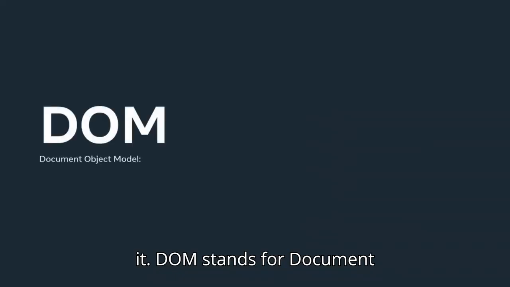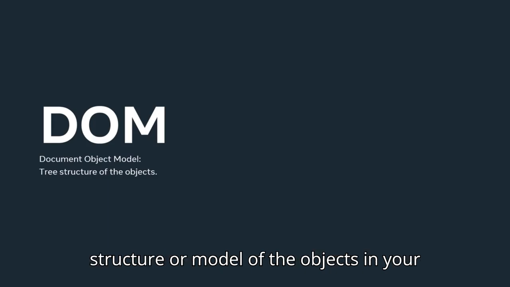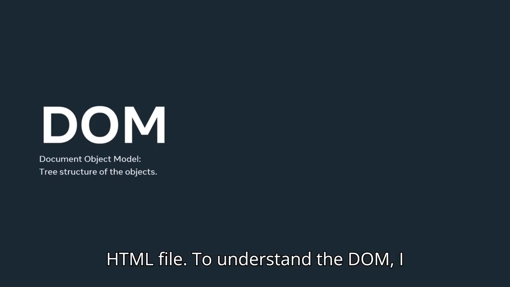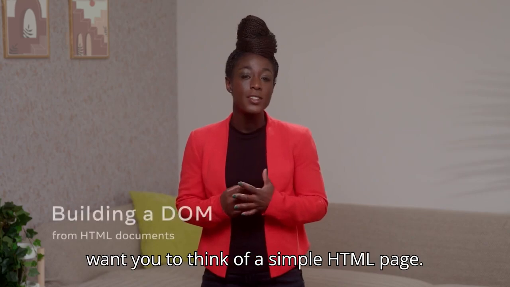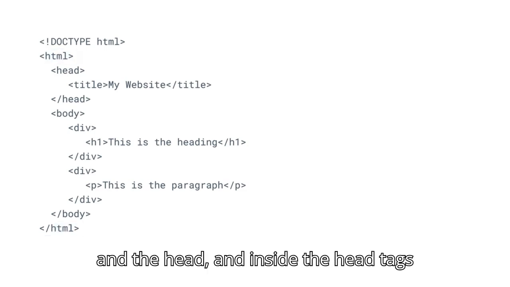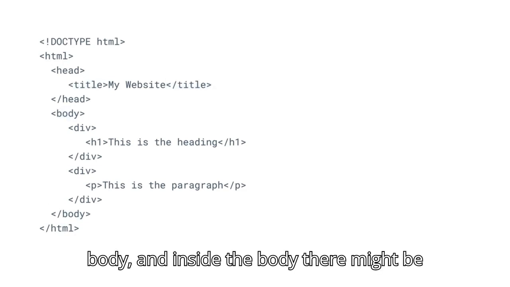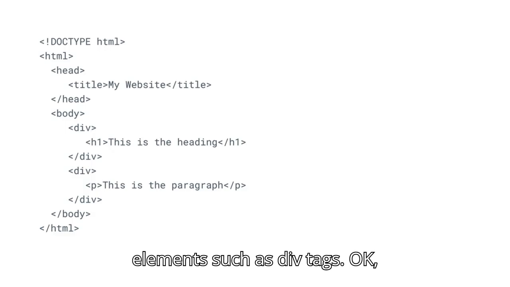DOM stands for Document Object Model, and it is simply a tree structure or model of the objects in your HTML file. To understand the DOM, I want you to think of a simple HTML page. Remember that an HTML document has opening and closing tags for the document and the head, and inside the head tags you have title tags. Then you have the body, and inside the body there might be elements such as div tags.